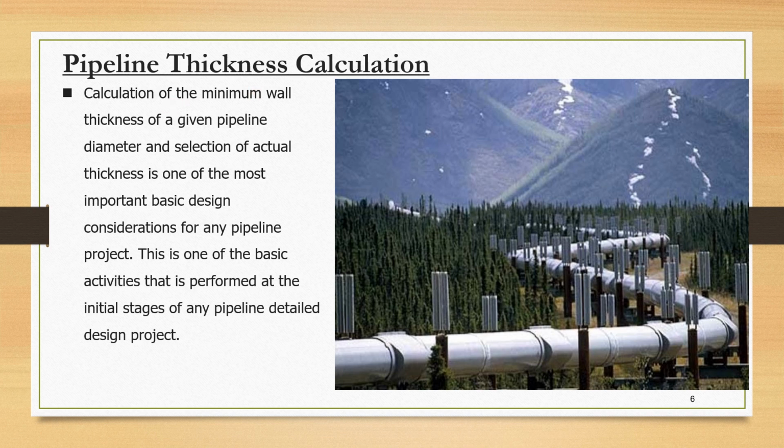Now, calculation of the minimum wall thickness of a given pipeline diameter and selection of actual thickness is one of the most important basic design considerations for any pipeline project. So whenever any pipeline project is awarded and you know the pipe diameter based on process requirements like flow rate, pressure drop, etc., once the diameter is finalized, the next step is to decide the pipeline thickness. And that is one of the most important basic design steps for any pipeline detailed design project. This is one of the basic activities that is performed at the initial stages of any pipeline detailed design project.